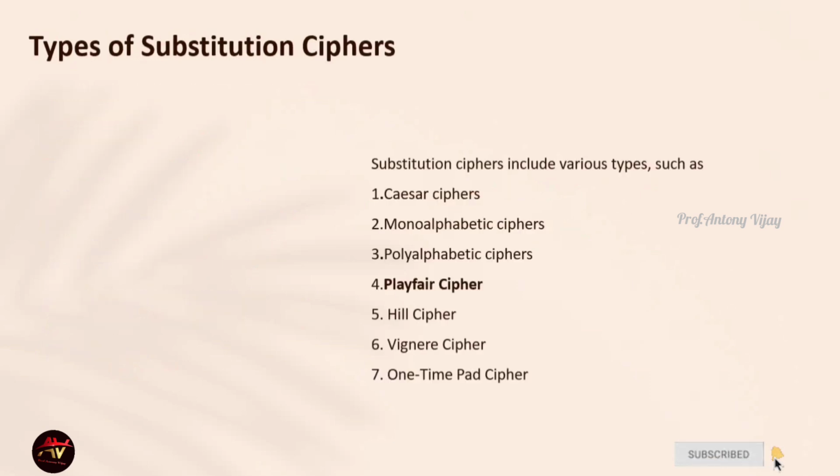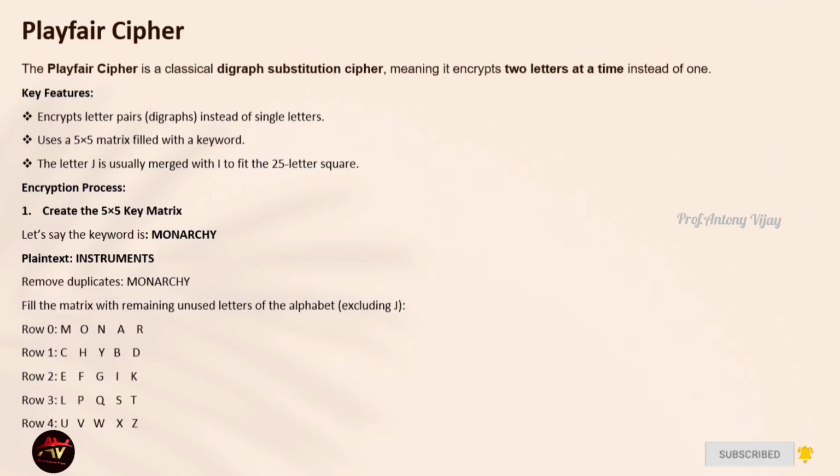Next we are going to see the Playfair Cipher. The Playfair Cipher is a classical digraph substitution cipher. Digraph means it can encrypt 2 letters at a time instead of 1 letter. Previously we encrypted 1 letter at a time, but this cipher deals with 2 letters at a time.